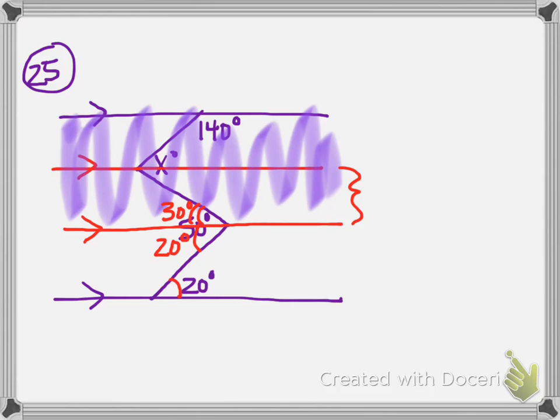If this angle is 30 degrees, then this bottom part of angle x is also 30 degrees because those are alternate interior angles, much like the 20s. So the bottom part of angle x is 30 degrees.